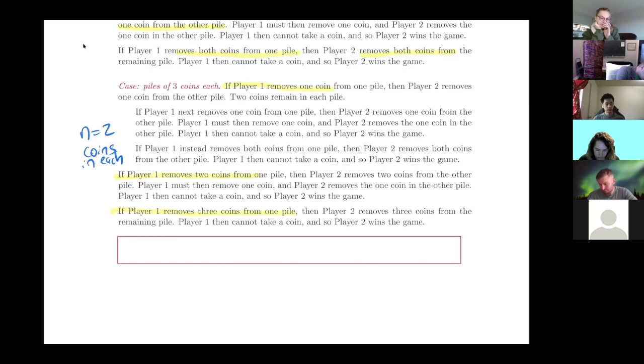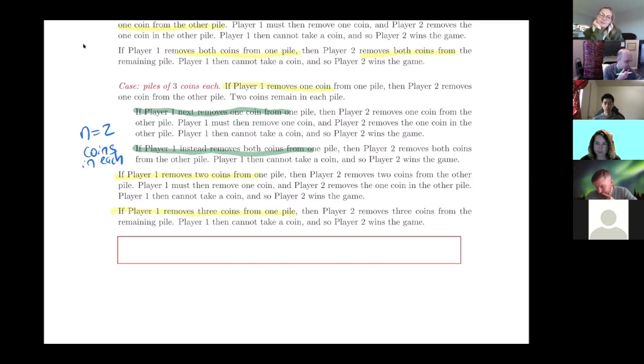Then we can further ask what they could do now. They can remove 1 or they could remove both, and regardless of what they do, player 2 would still have a winning strategy there. Over here, if they remove 2 coins, then there's 1 coin in each pile, which is a pretty basic game. And if they remove all 3, that's about the worst strategy you could use, because the other person is just going to remove all 3.